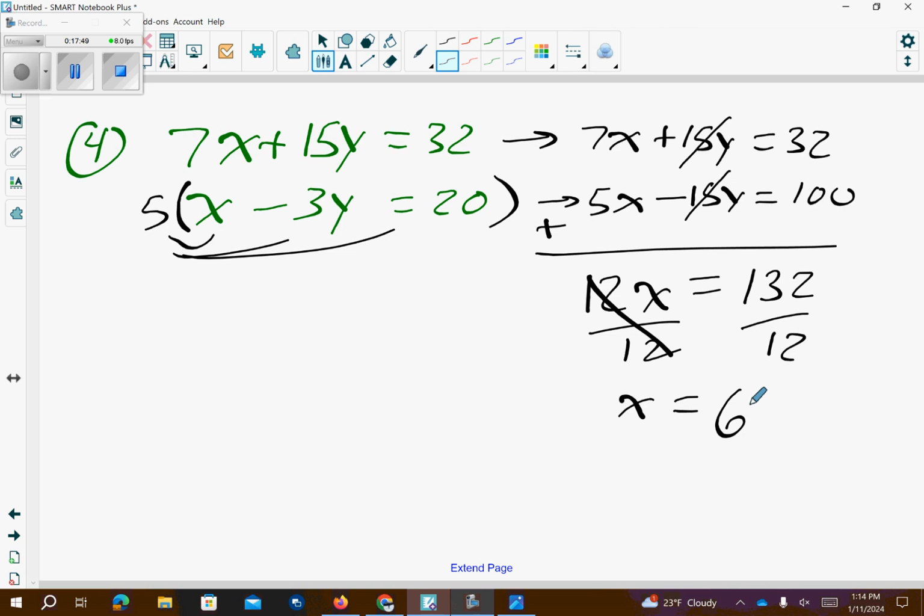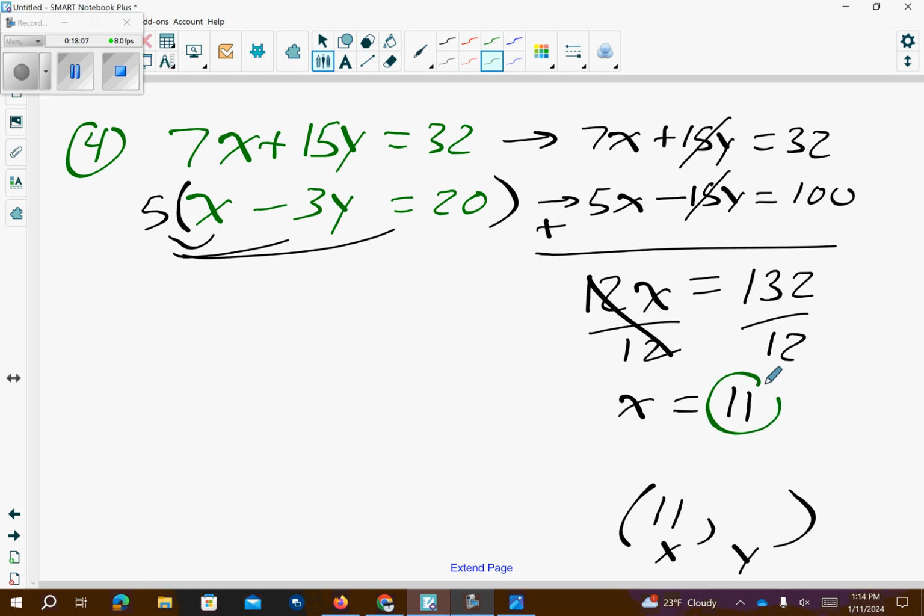Let me just double check on the calculator. I should have been on a calculator first. 132 divided by 12. It's 11. Ooh, it should have been 11. That's what happens when I don't use a calculator. I make a mistake. So I have my x value I already know. Now I have to find my y value.